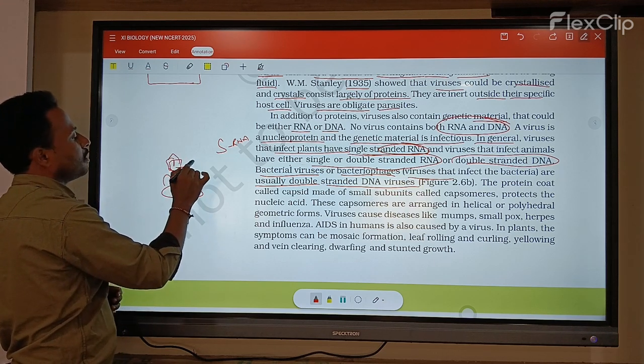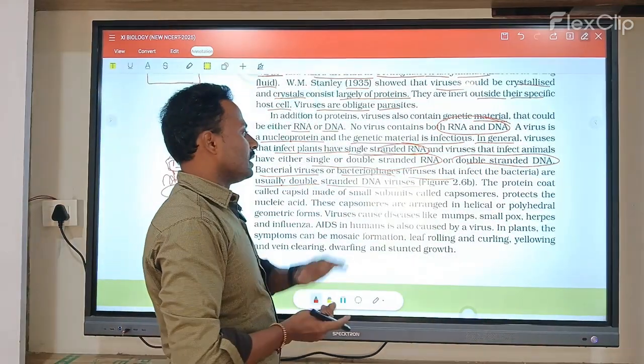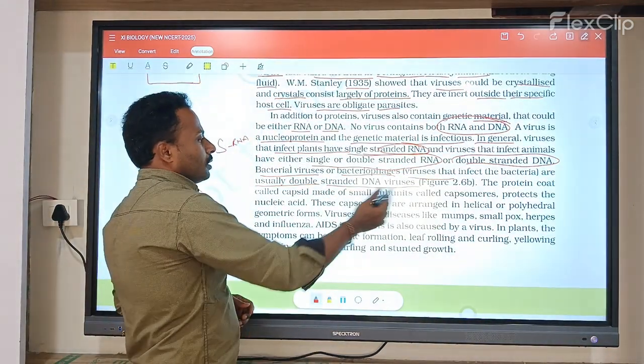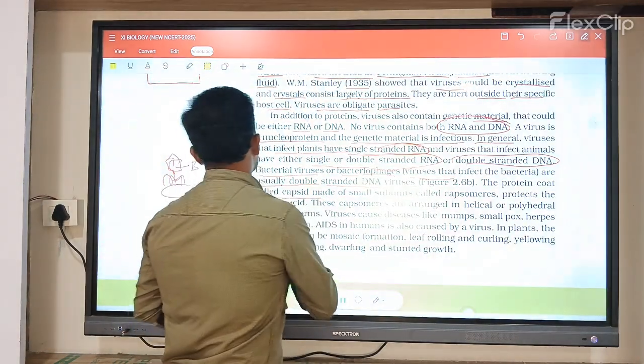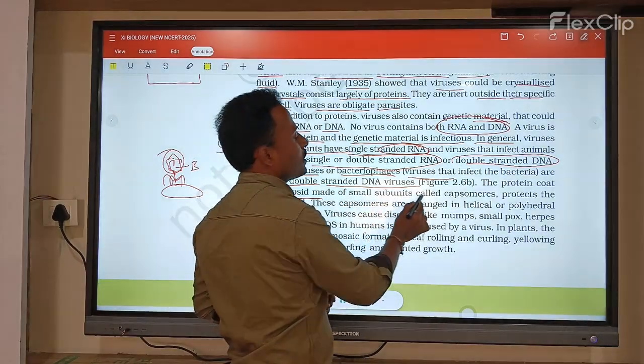Bacteriophages. The DNA is present inside a protein coat, which is called a capsid. The small subunits of the capsid are called capsomeres.